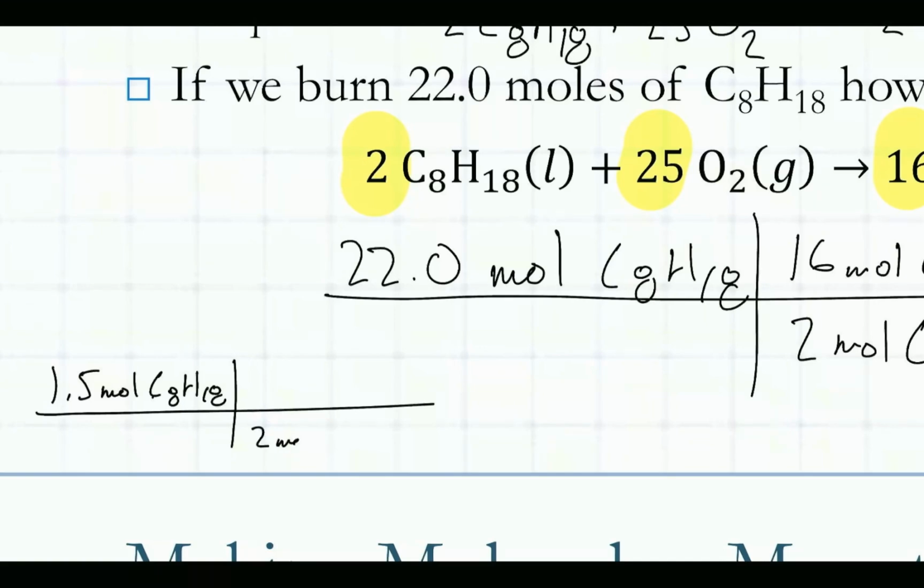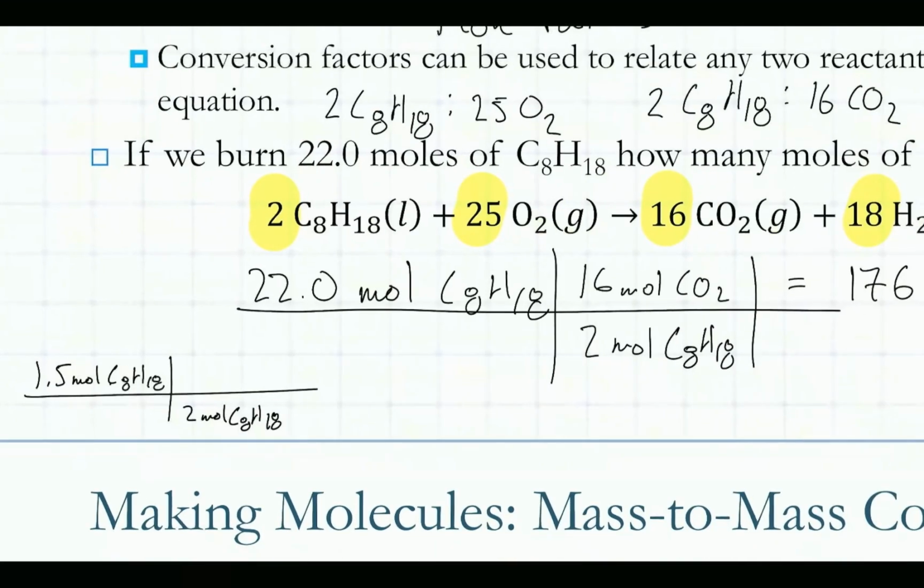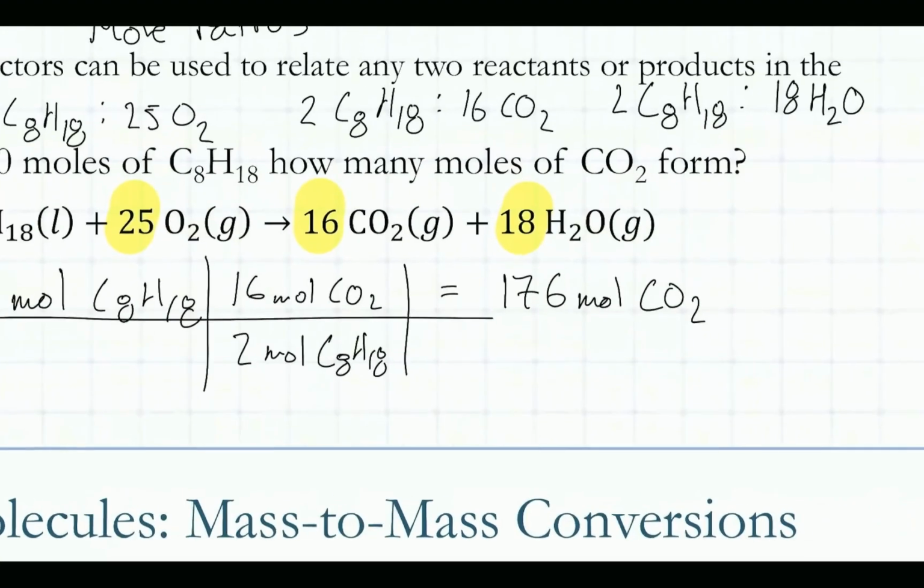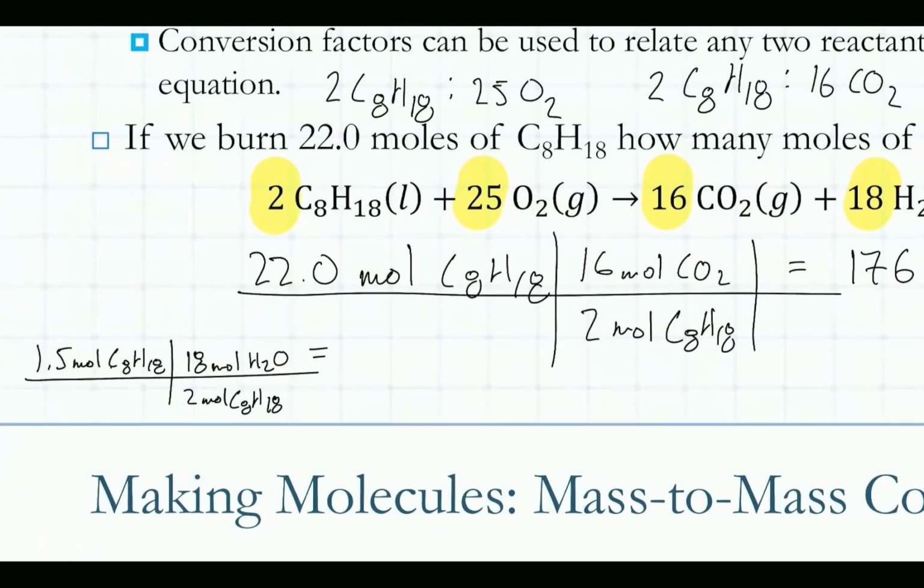So 2 moles of C8H18. You want CO2 or water? Water. So it'd be 18 moles of H2O. Oh, forgot my calculator. So 1.5 times 18 divided by 2. So you'd get 13.5 moles of H2O. Does that kind of answer what you're thinking?